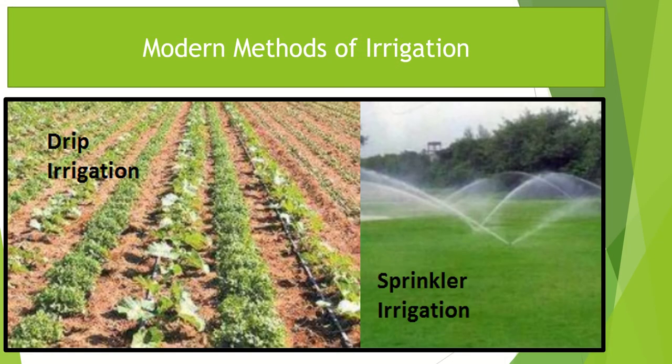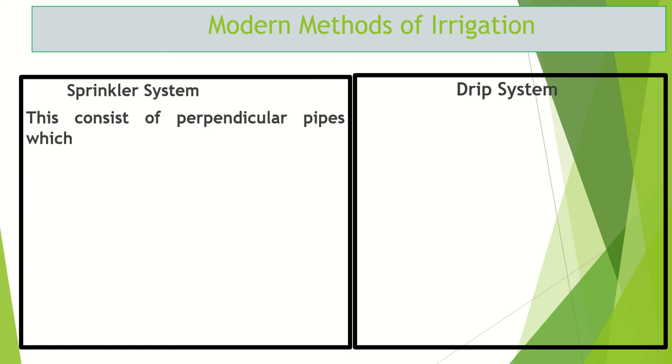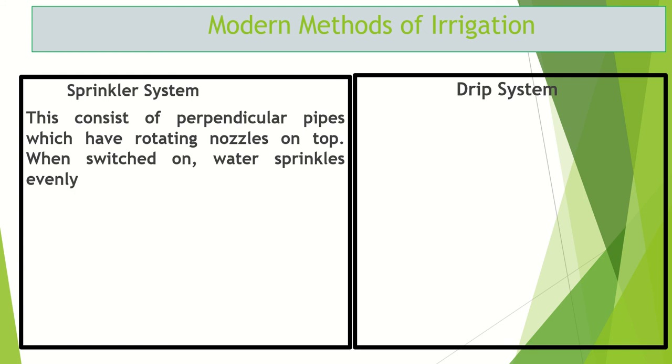There are two types in irrigation. First one is drip irrigation and second method is sprinkler irrigation. Sprinkler system. This consists of perpendicular pipes which have rotating nozzles on top. When switched on, water sprinkles evenly on all the crops.